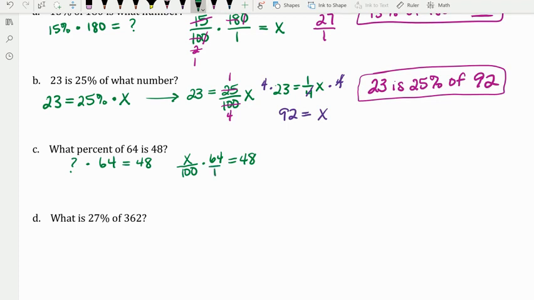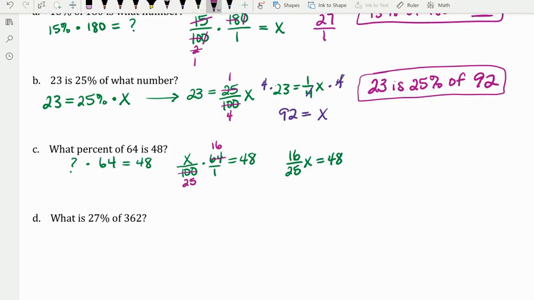Again, I can reduce to kind of make my job a little bit easier here. So if I divide the 64 and 100, those are both divisible by 4. So my 100 would become a 25. My 64 would become a 16. So now I've got x over 25 times 16, right? Or I could write that to make it a little bit easier. I can put it as 16 over 25x equals 48, right?